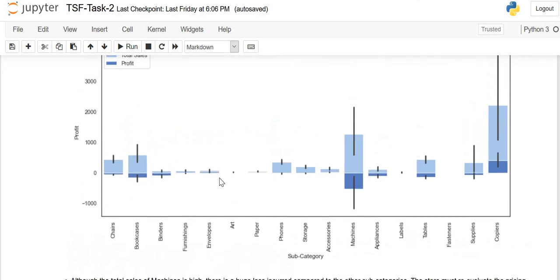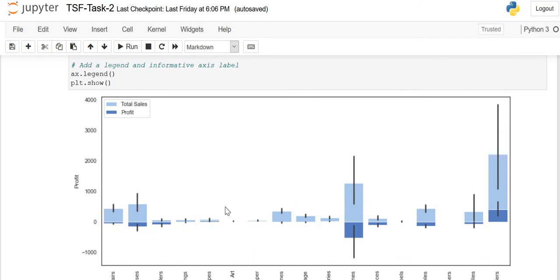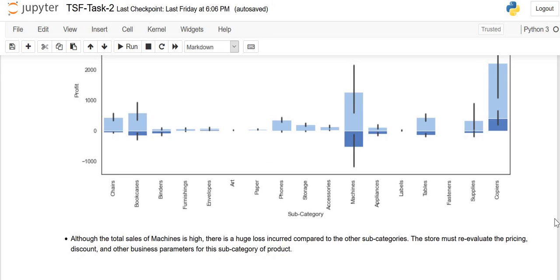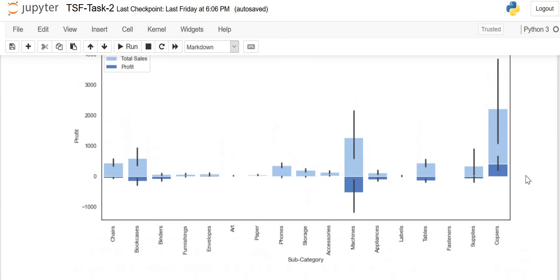So in this plot, we see the total sales and the respective profits in the subcategory for the top 5 cities making the losses. Although the total sales of the machine is high, there's a huge loss incurred compared to the other subcategories. The store must definitely reevaluate the pricing, discount, and other business parameters for this subcategory of the product.